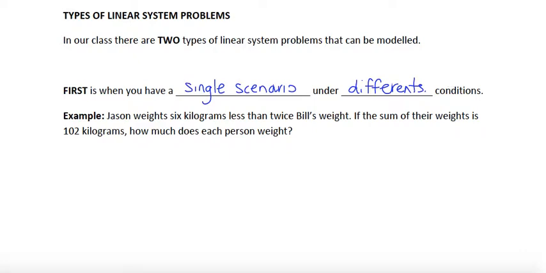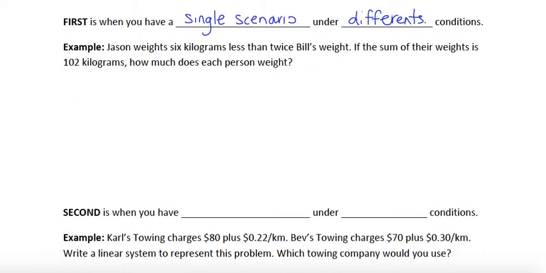So an example of this, and I apologize for the typos in this question: Jason weighs 6 kilograms less than twice Bill's weight. If the sum of their weights is 102 kilograms, how much does each person weigh? So the first thing we want to do is identify our variables.